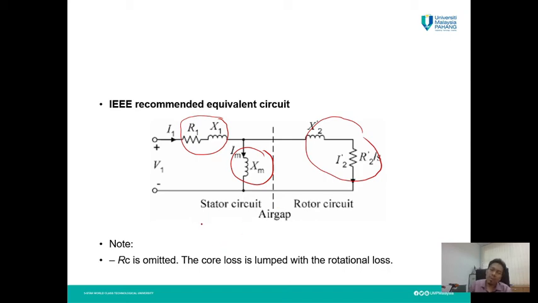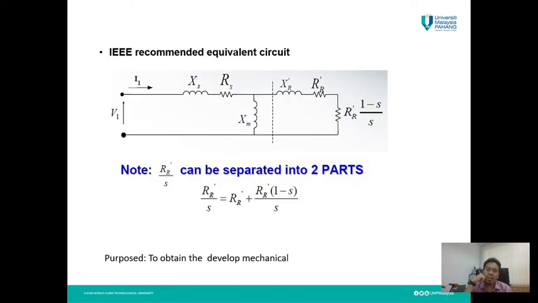Okay, so for the induction machine, kita tak ada element of RC, bahagian core. Kita omit. So the core loss is lumped with the rotational loss. So kita consider RC ni dalam proses yang berlaku disebabkan oleh rotational loss lah. Nanti detail kita akan lihat dalam power flow diagram lah, core loss.